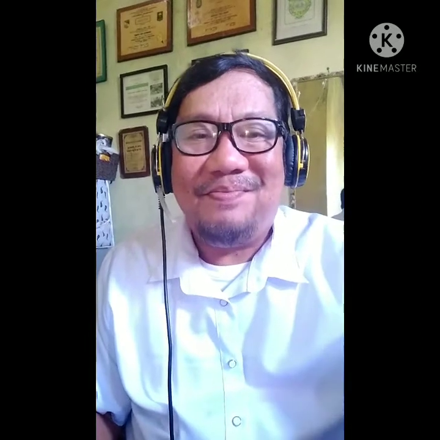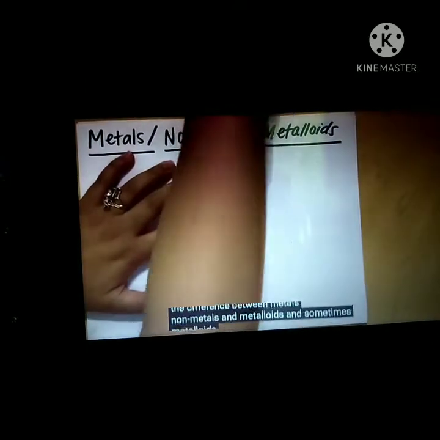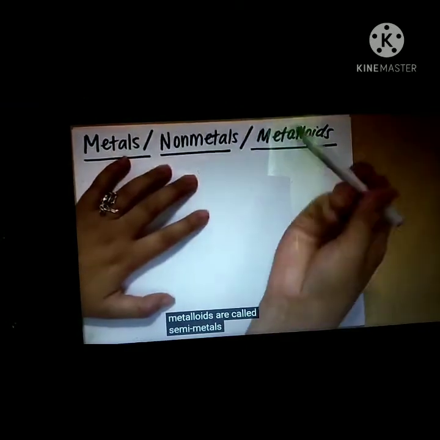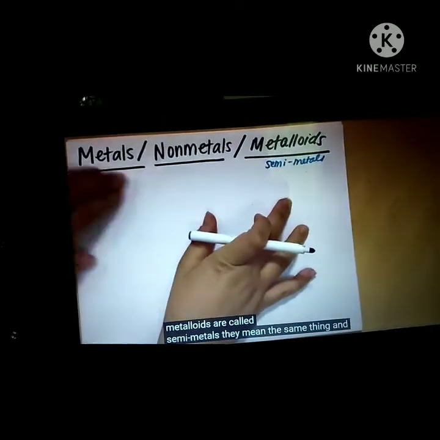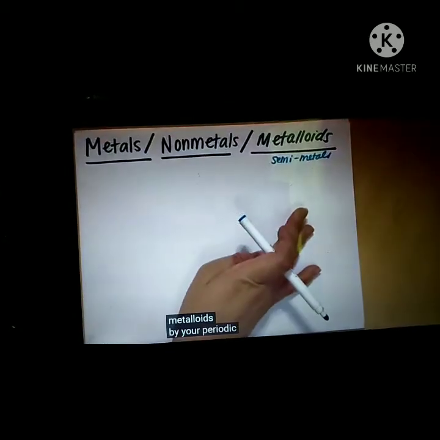After the video, you are going to have your performance task about the location of metals, non-metals, and metalloids in the periodic table. Metalloids are sometimes called semi-metals. They mean the same thing. And you can identify metals, non-metals, and metalloids by your periodic table.